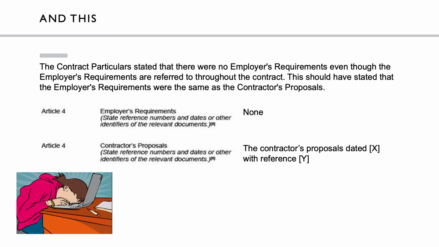Lastly, you can see an extract from a fit-out contract where the entry in the contract particulars suggests that there were no employer's requirements. The contract simply will not work without employer's requirements. And in this instance, actually, the employer's requirements and contractor's proposals should just have been stated to be the same. But it could have been a lot worse if that was not the case. These are clearly traps that we all wish to avoid.